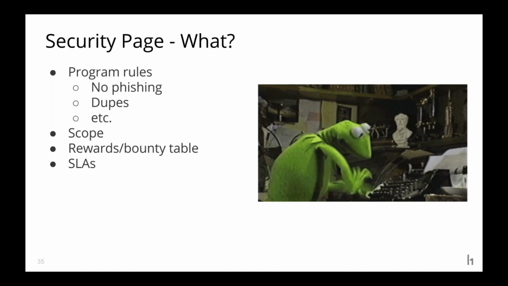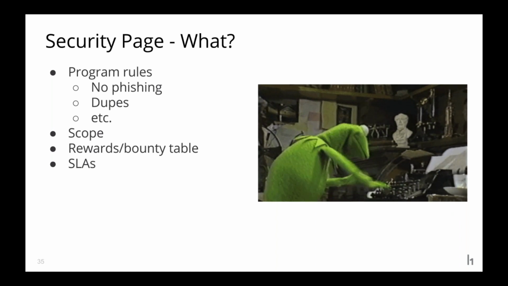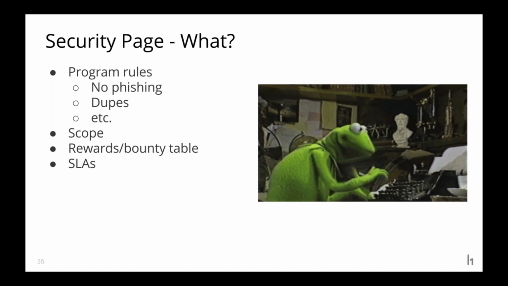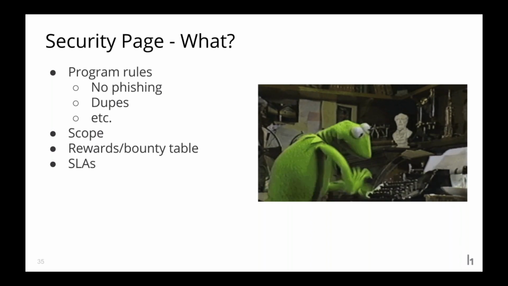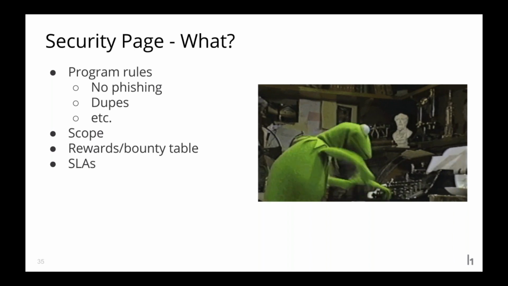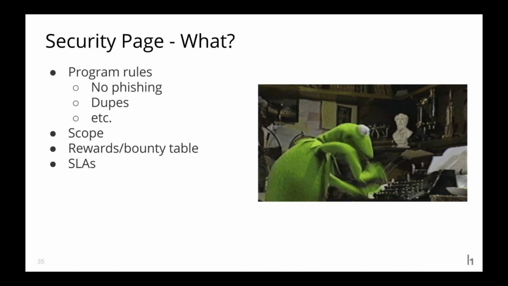Other things like how you handle duplicate issues. If you have multiple similar issues with the same root cause, do you pay for all of them? Do you pay for just the original issue? How do you go about doing that? What is your scope and what is your award or bounty structure, as we talked about before? And what are your SLAs or your common times for response, bounty payout, and fixing of issues?